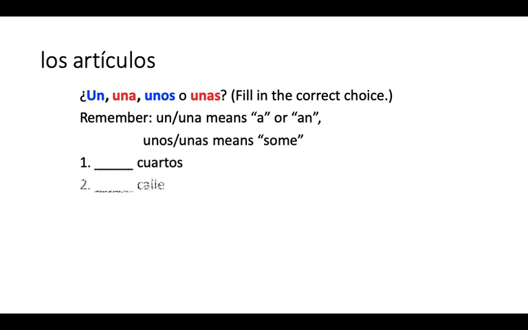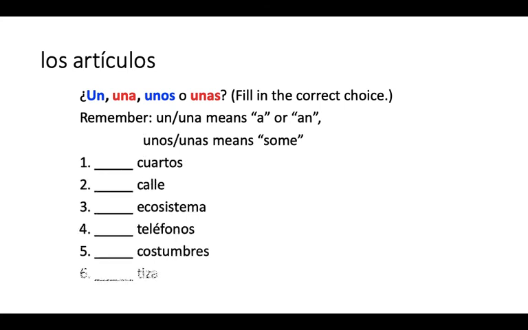Let's have a little práctica. Fill in the correct choice. Un, una, unos, or unas. So let's start with cuartos. How would I say some rooms? Unos cuartos. I have street. I want to say a street. Una calle.